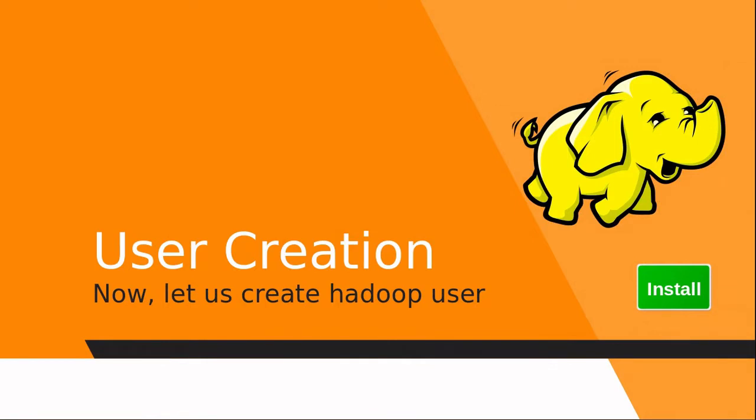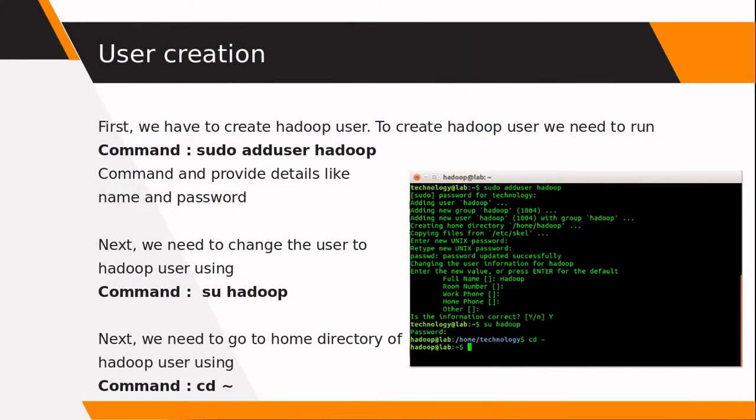Now, let us create the Hadoop user. First, we have to create the Hadoop user. To create the Hadoop user, we need to run the sudo adduser hadoop command and provide details like name and password. Next, we need to change the user to the Hadoop user using the su hadoop command. Next, we need to go to the home directory of the Hadoop user using the cd tilde command.